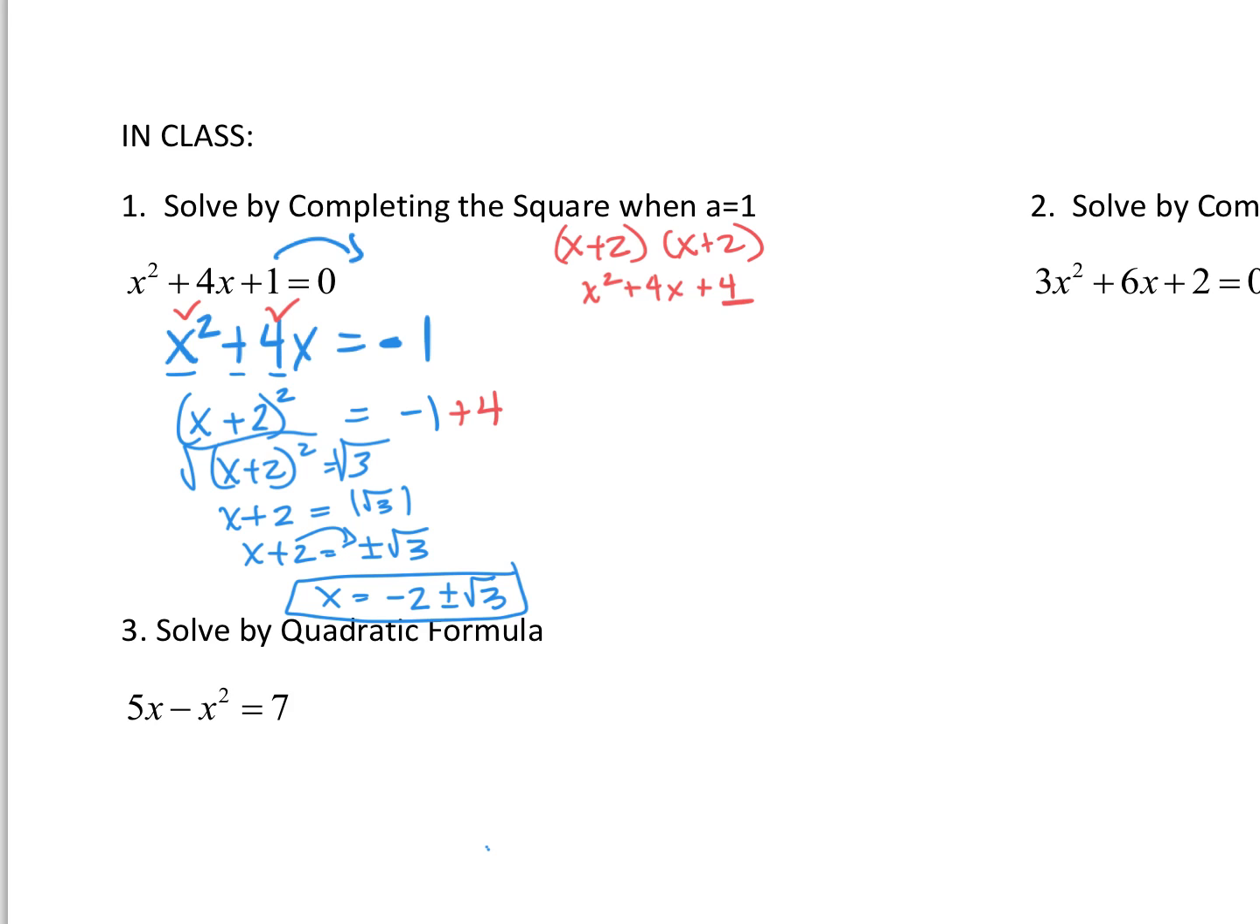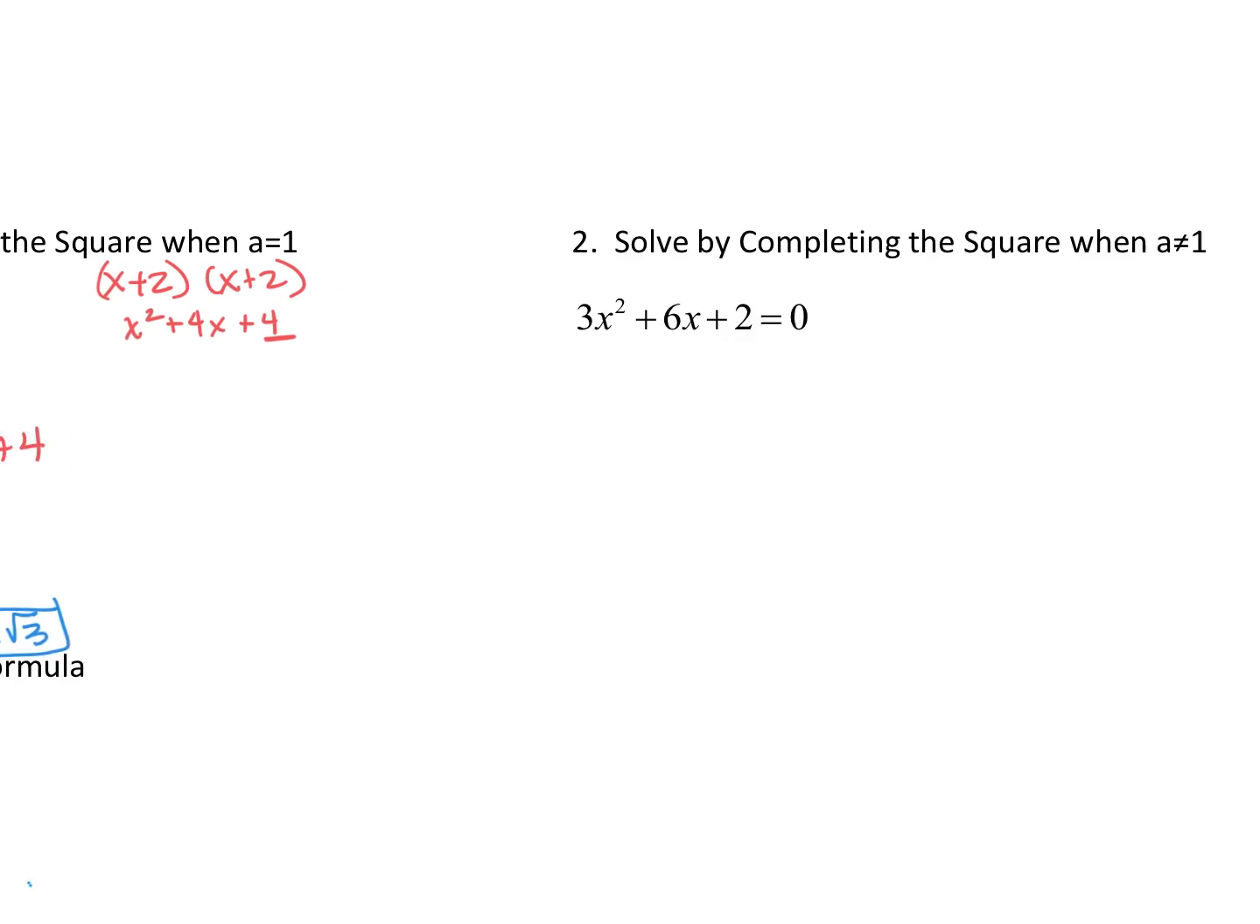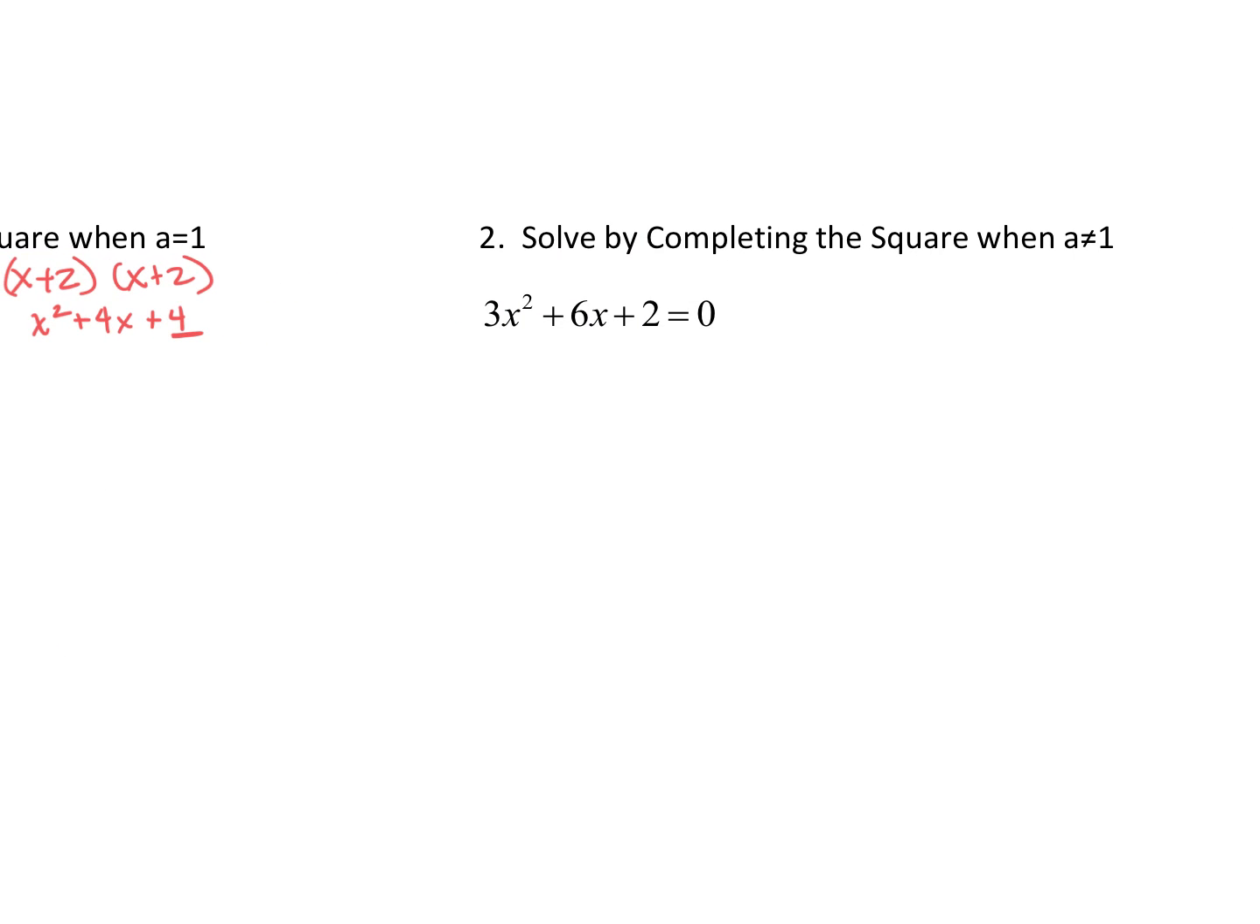All right, let's look at what if a is not a nice pretty 1? What if it's a value like a 3? Okay? Here we go. You're going to start exactly the same. You're going to move the constant over. Constant's the piece without the variable. So I'm going to move it over here. Okay? So I move it.